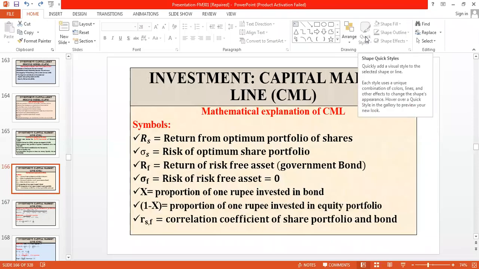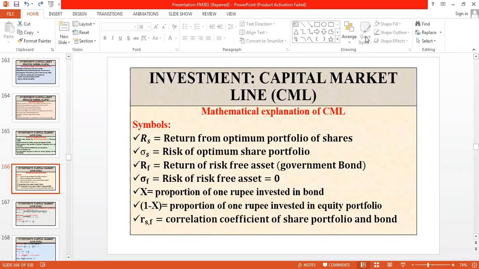This is a continuation of our previous lecture in connection with the capital market line. Already we have given you an idea about the capital market line. It is a line, each point of which indicates a combination of an optimum risky portfolio of equities with a risk-free government bond. Now the question is how this line is formed, or how the equation of the line is developed.